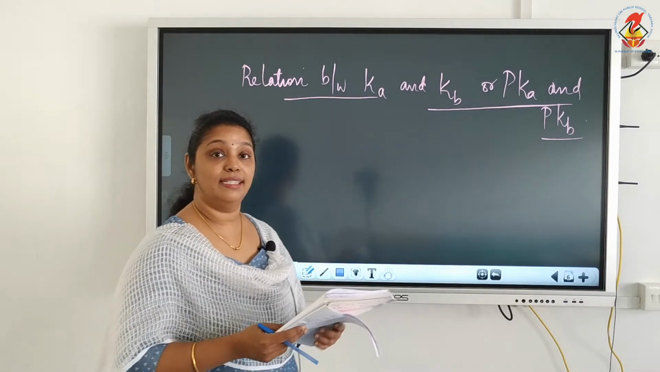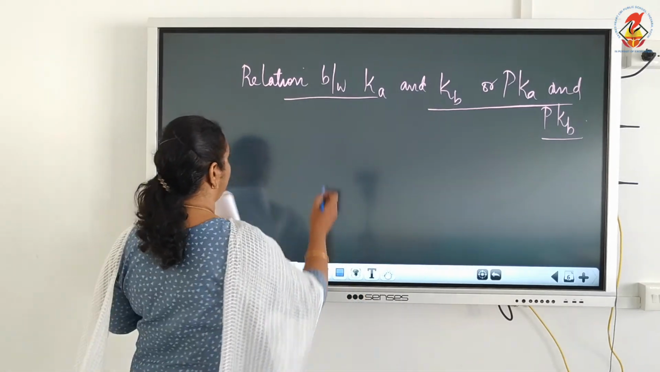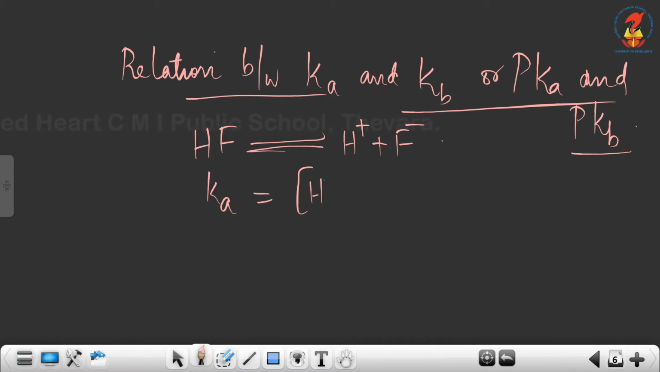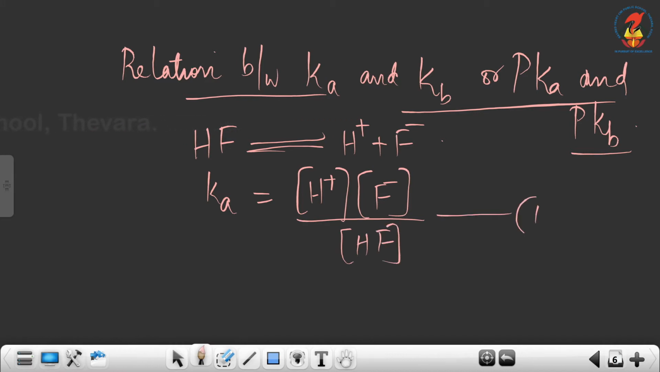So for this, let's consider a weak acid HF, hydrofluoric acid, and HF will dissociate as H plus and F minus, and we can write the expression for Ka. Ka will be equal to concentration of H plus into concentration of F minus divided by concentration of HF, and let's give this equation number 1. Now all the reagents and ions are in aqueous state.